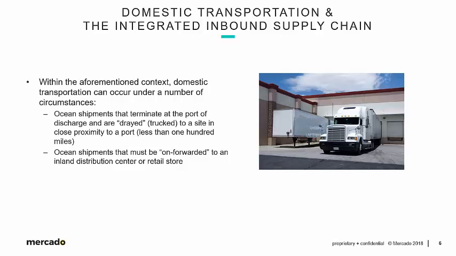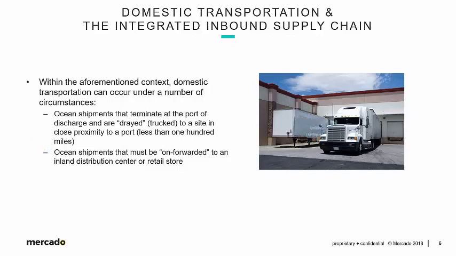First, and perhaps the most basic, are ocean shipments that terminate at the port of discharge and are drayed or trucked to a site in close proximity to a port, typically less than 100 miles. Straight up drayage from the port of Norfolk inland 50 miles. Straight up drayage from the port of Boston out to Springfield, Massachusetts, about 100 miles inland. Things like that. Another scenario, second sub-bullet, are ocean shipments that must be on-forwarded to an inland distribution or retail store.